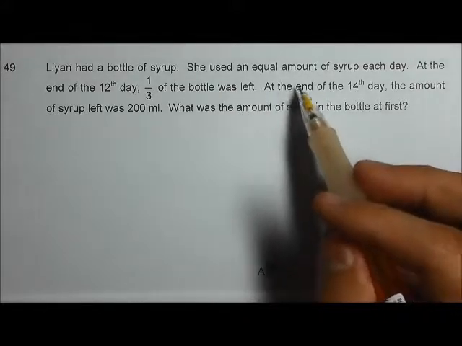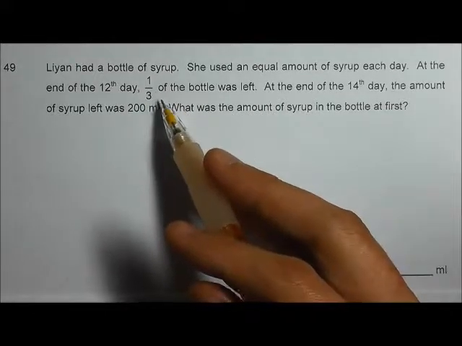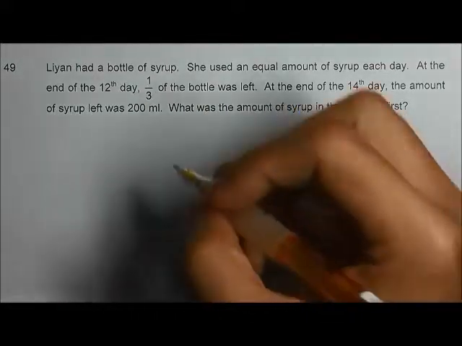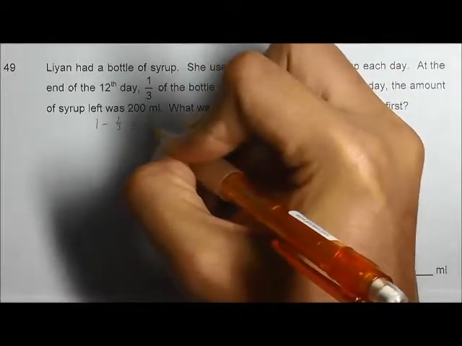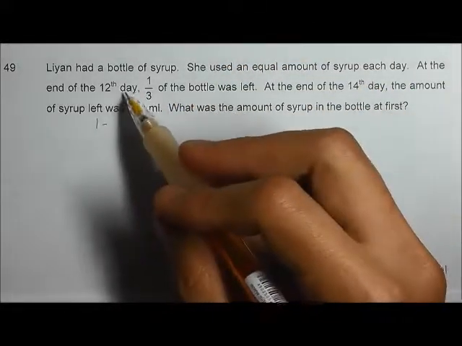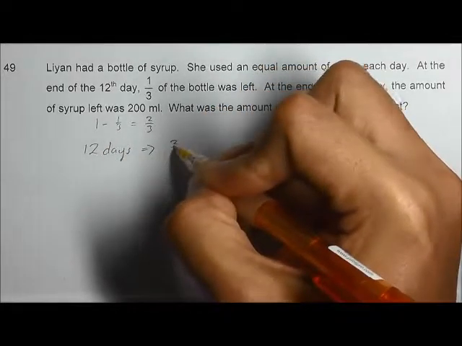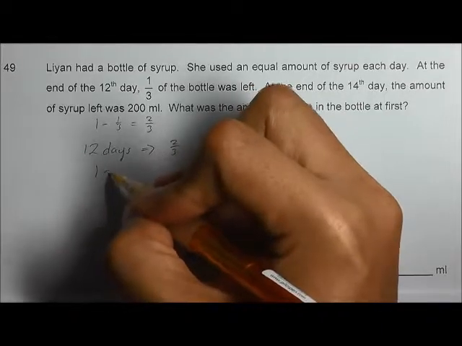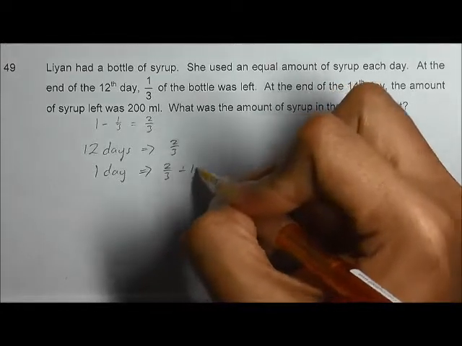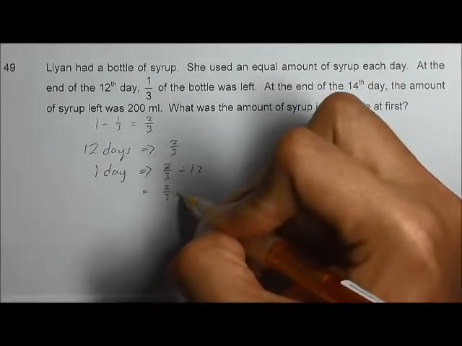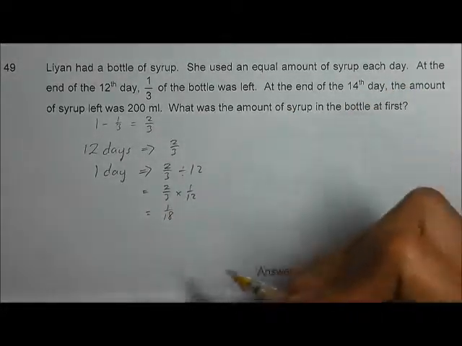Li Yan used an equal amount of syrup each day, and at the end of the 12th day, 1/3 of the bottle was left. Okay, so that means Li Yan consumed 2/3 of the syrup in 12 days. So in 1 day, she will consume 2/3 divided by 12, which is 2/3 times 1/12. We will get 1/18 of the bottle.